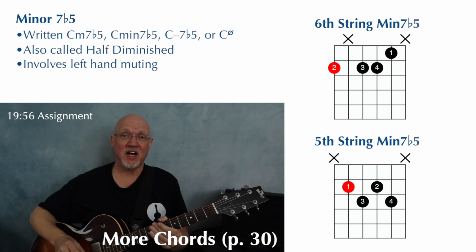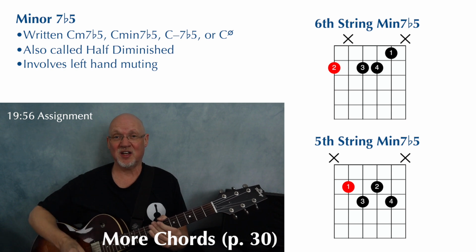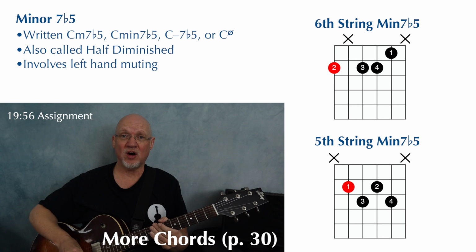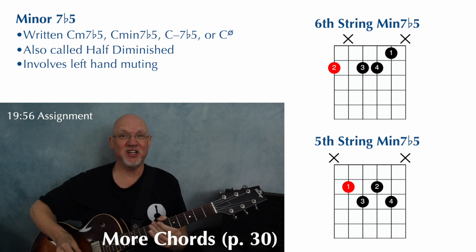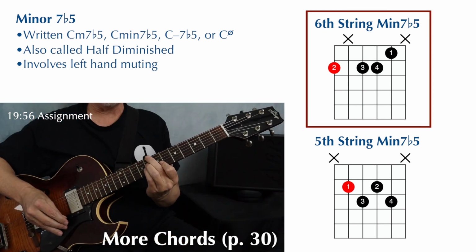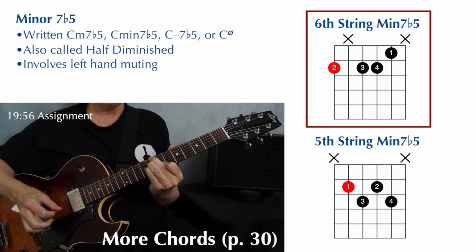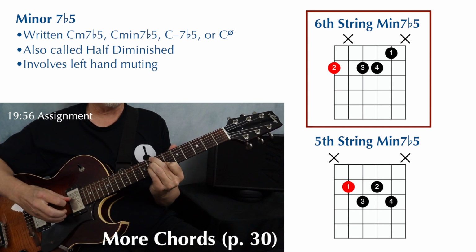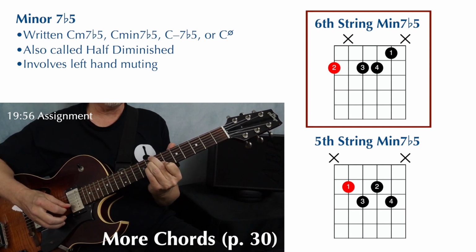Minor 7 flat 5 chords are also known as half diminished chords. They do not substitute for minor or minor 7 chords. It is a chord that you'll see quite often, especially in blues and especially in jazz. Minor 7 flat 5 shape with a root on the 6th string. Finger 2, 3, 4, and 1.